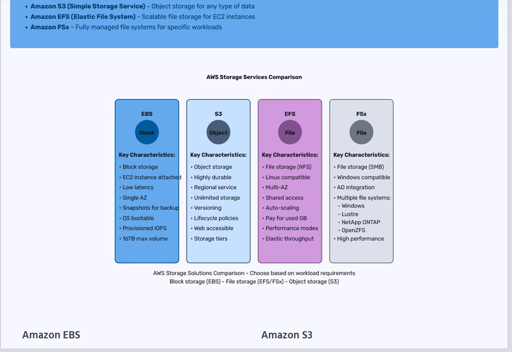EFS, performance modes. FSx, the last one is high performance. EFS, elastic throughput. S3, storage tiers. EBS, 16 terabytes is the maximum volume. So just a comparison, an AWS storage solution comparison, right?